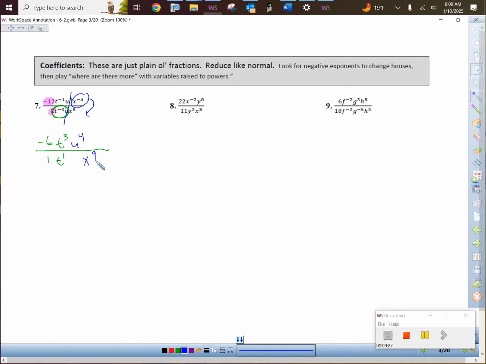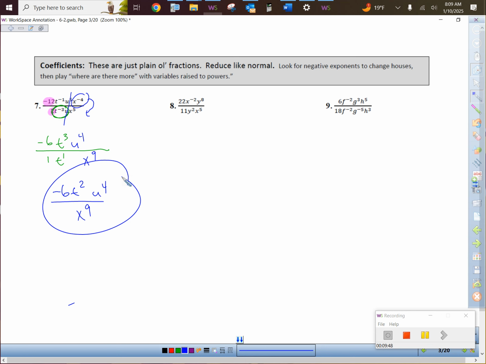Now, why is this not a good final answer? Because I still have T's up, T's down, right? So there's no negative exponent, so I'll just start completely over. The negative 6 is still up there. Where are there more T's? Upstairs. And then the U's are good and the X's are good. But yeah, to get it all final, you can't have the variable more than once.